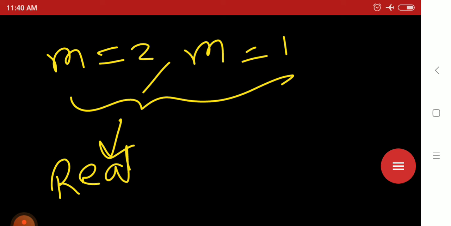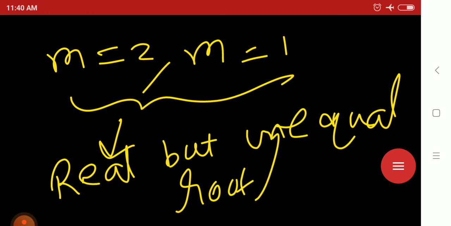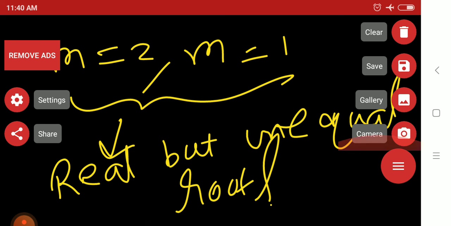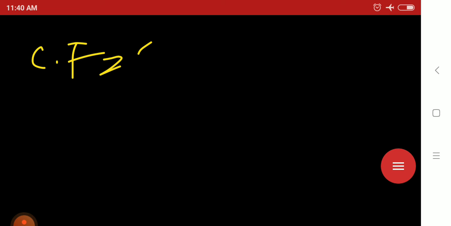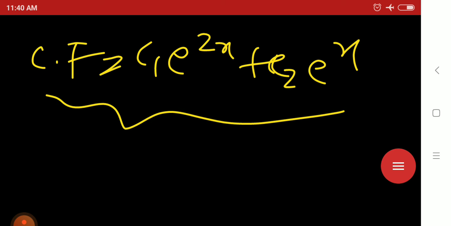Real but unequal roots. So for getting real but unequal roots, what will be the complementary function? The complementary function will be CF equals c1 e to the power 2x plus c2 e to the power x. So you have got the complementary function.